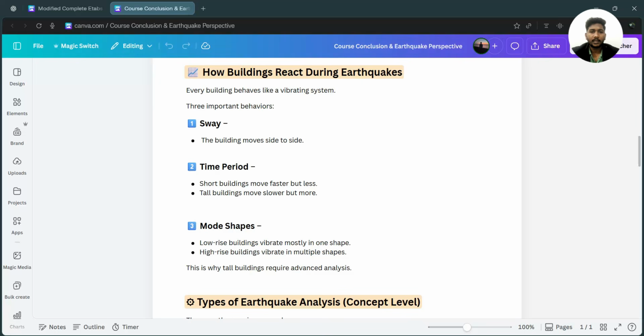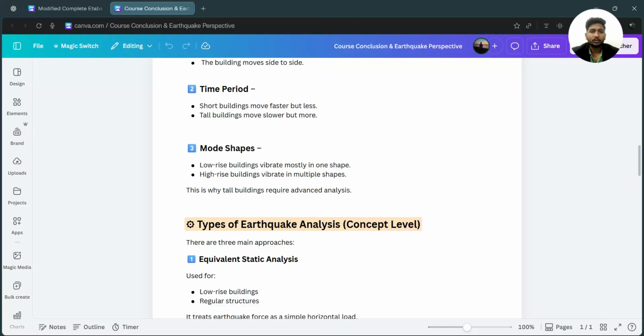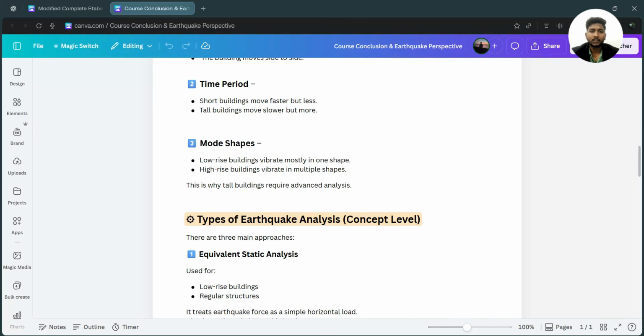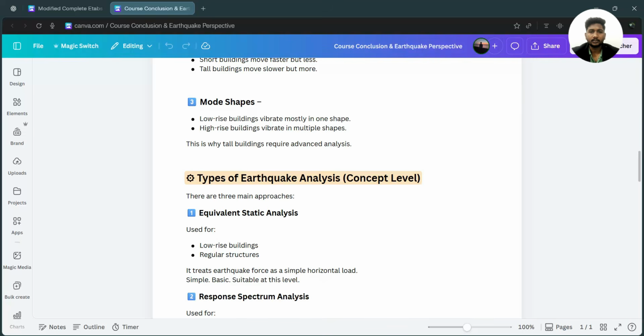The time period means how the building will move during the action of the earthquake. Short buildings move faster but less. Tall buildings move slower but more. Then the mode shapes. Low rise buildings vibrate mostly in one shape. High rise buildings vibrate in multiple shapes. This is why tall buildings require advanced analysis.